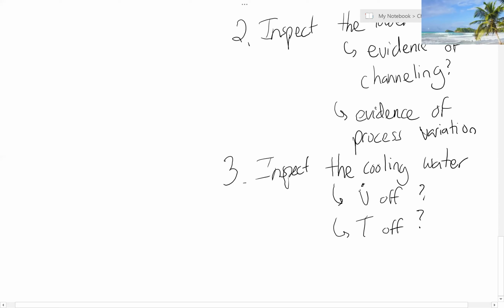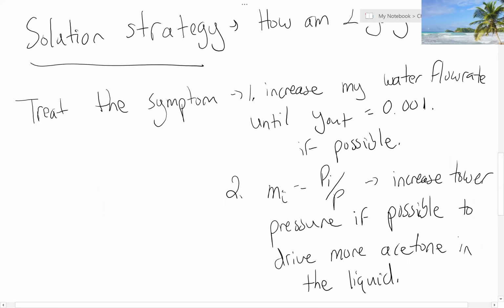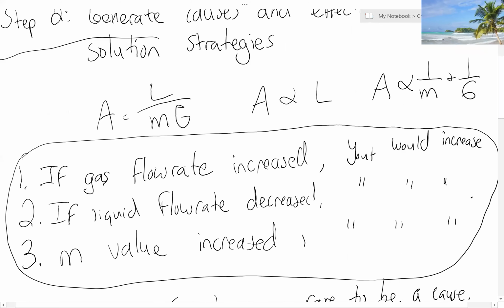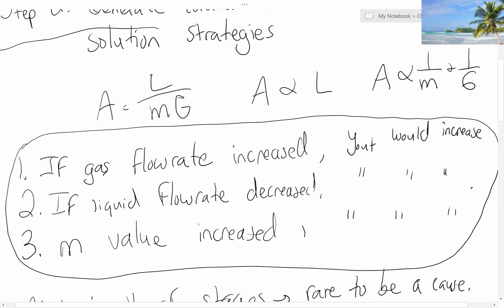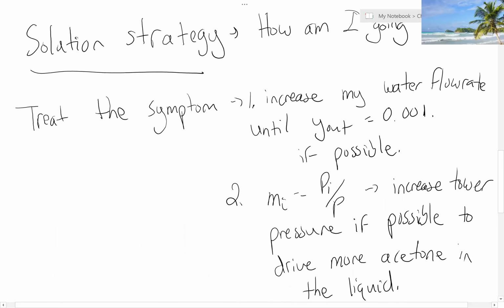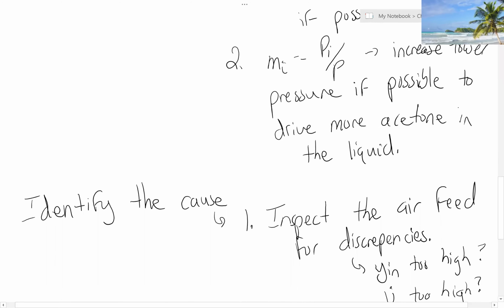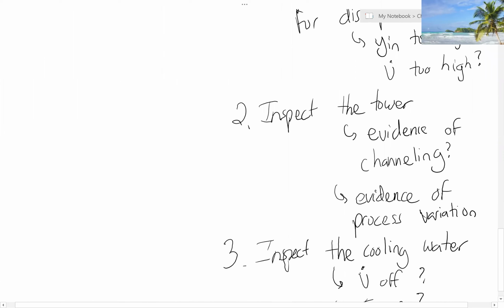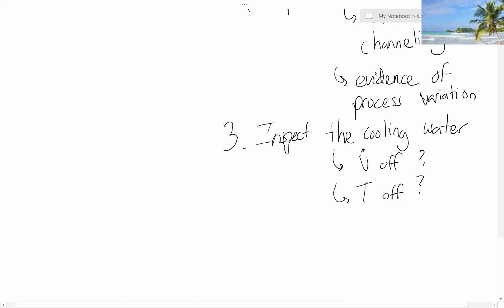So this is a good solution strategy. Hopefully you're starting to see what I'm doing in this process troubleshooting problem. I've defined the problem. I've looked at the various phenomena associated with this absorber and narrowed it down to a few potential causes. Once I've got those causes, I've then developed a strategy: I treat the symptom one or two ways, and then I've developed a few causes that I can investigate to see if those are the cause, and then fix as needed.